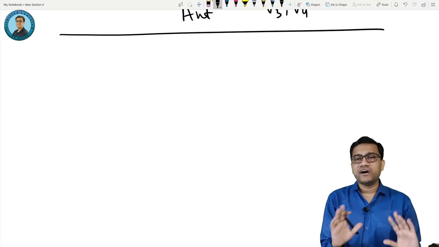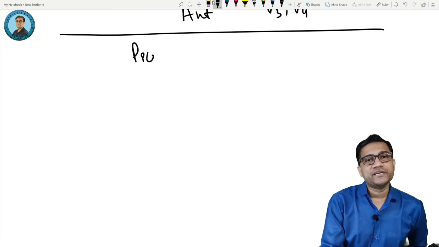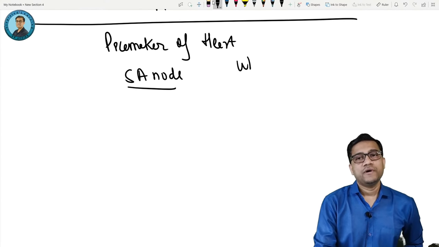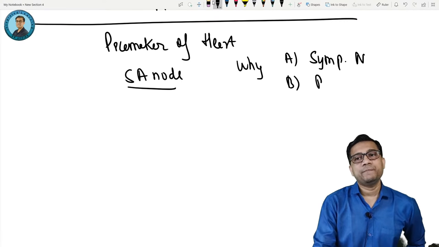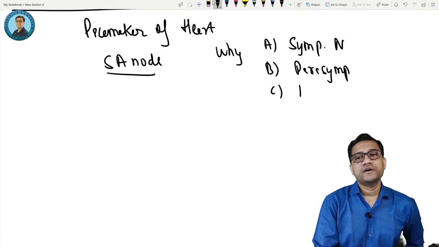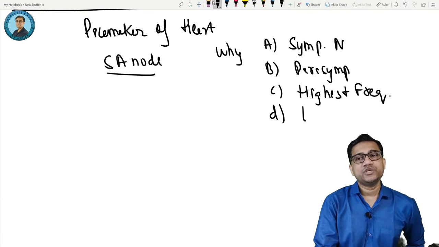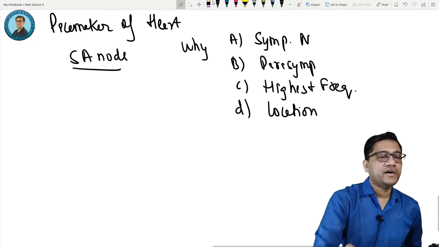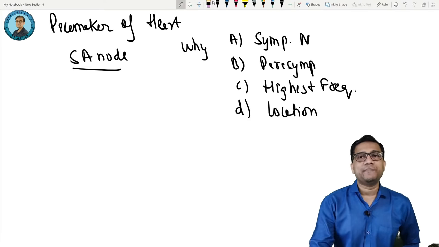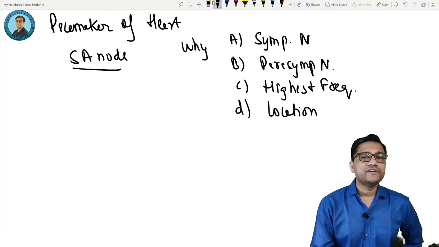How are ECGs formed? So please, a bit of physiology. We all know the pacemaker of the heart is the SA node. Yes or no? Now a question for you. Why? Options I give you: A, sympathetic innervation, sympathetic nerves. B, parasympathetic. C, it is because of the highest frequency. And D, its location, that is at the top of the heart. So why is it the pacemaker? Sympathetic innervation, parasympathetic nerve supply, highest frequency, or location.